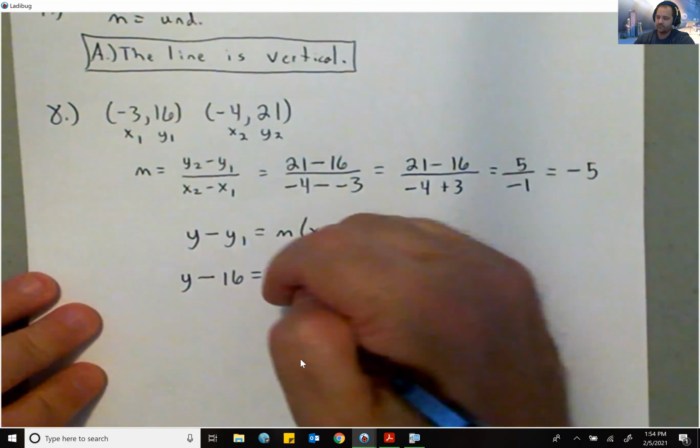Domain is... hold on, I've got to write everything down real quick. But I like the enthusiasm.